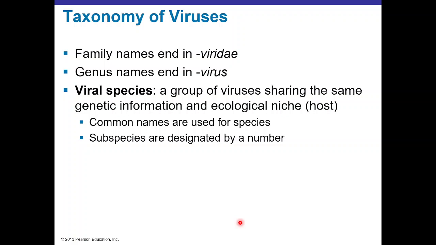Now, how do we classify viruses? We classify viruses into families, genus, and species, similar to what we do with bacteria. Family names of viruses end in Viridae, genus names end in virus, and viral species sometimes have common names, while they have a generic name for species, and subspecies will be designated by a number. Now, what is a viral species? A viral species is a group of viruses that shares the same genetic information and the same host or ecological niche.